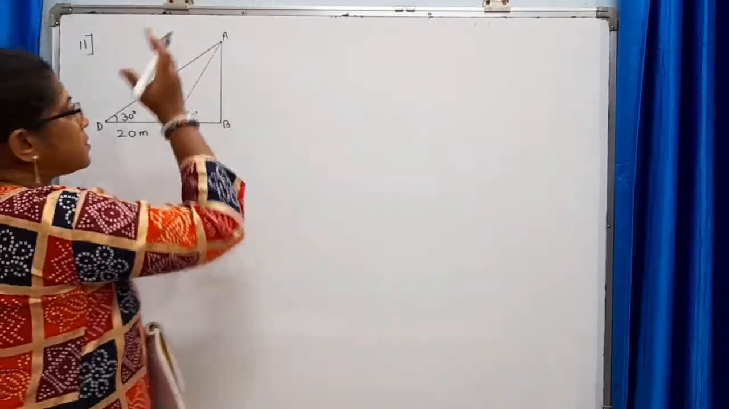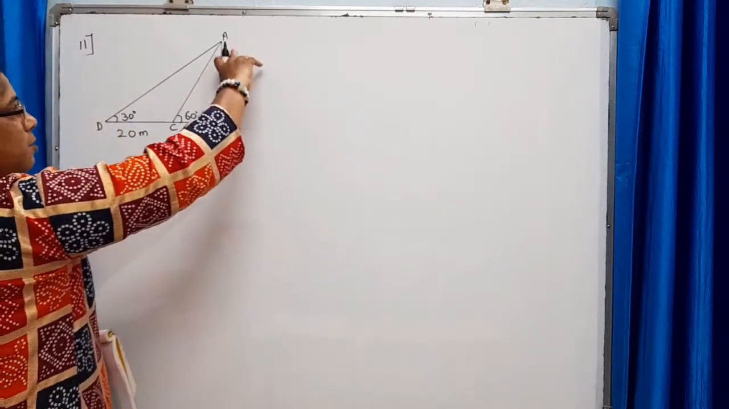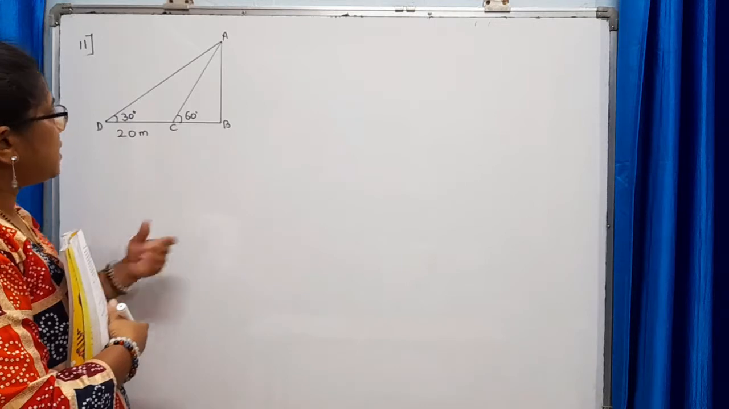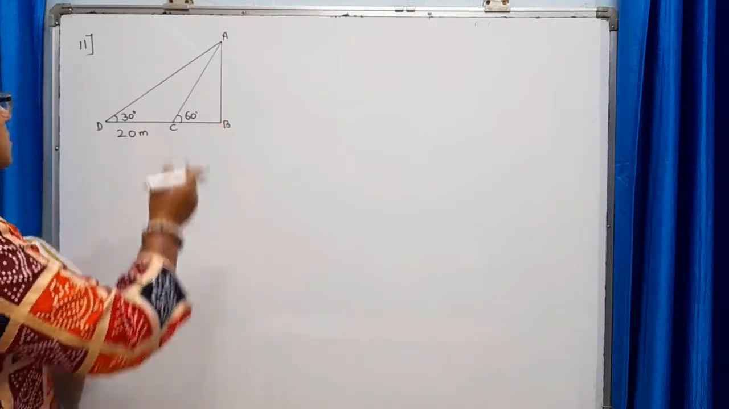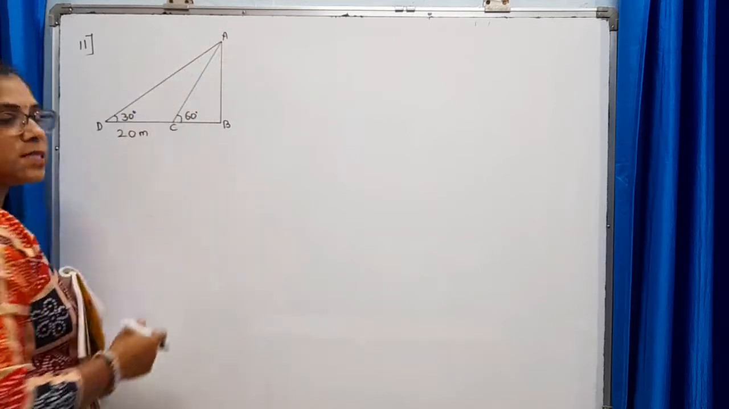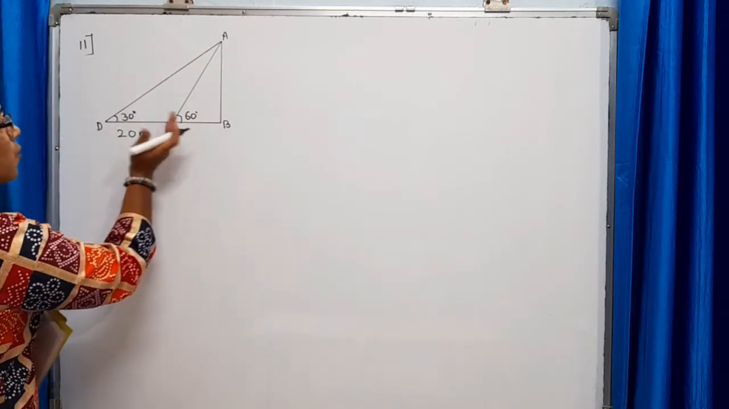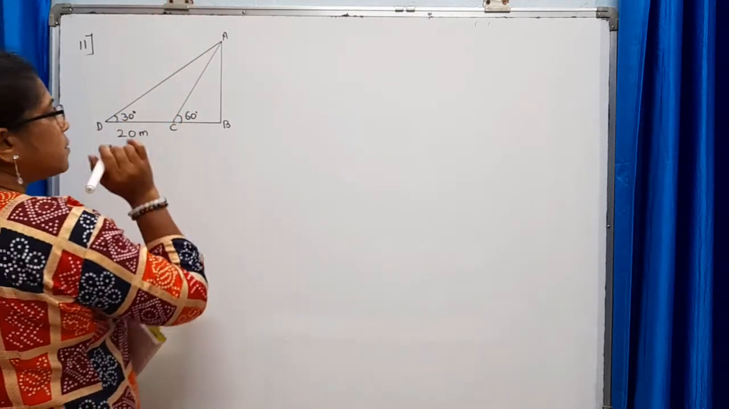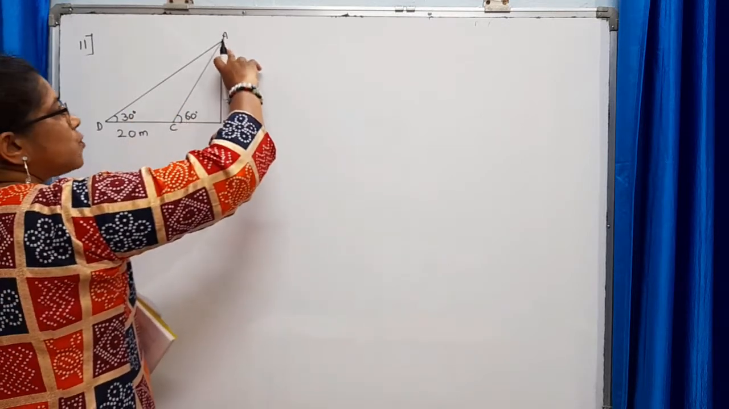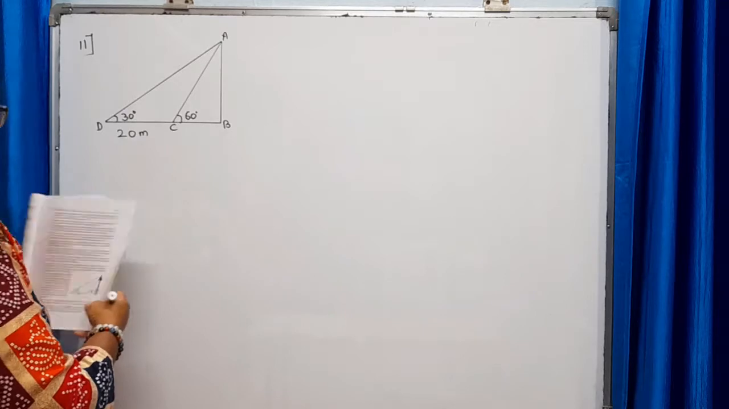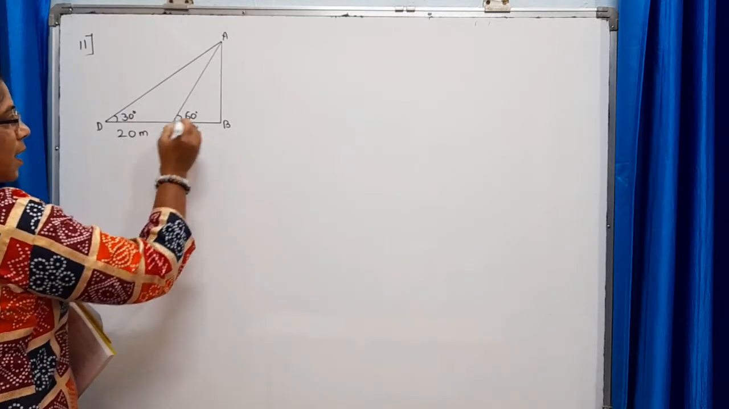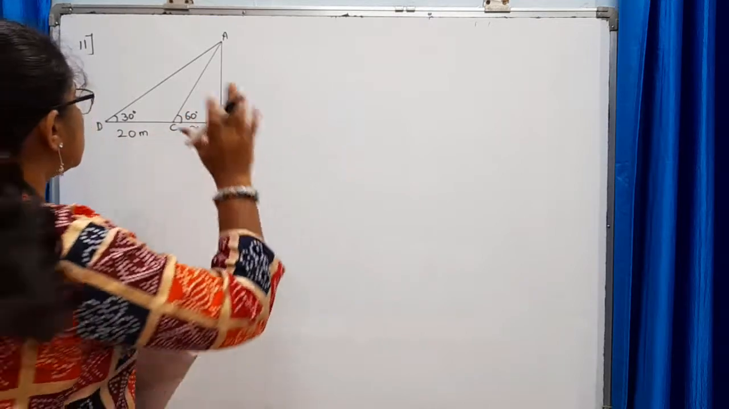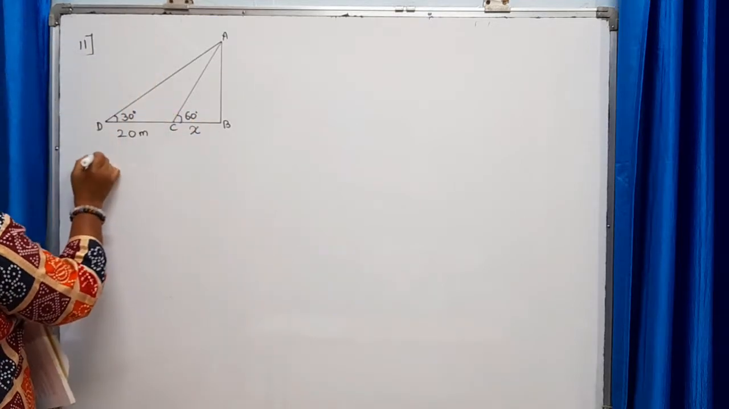So first, let's draw the correct figure which is required to solve this problem. This is the required figure for this problem. Here AB is the tower and BC is the canal. So from one point C, the angle of elevation is 60 degrees, and from another point which is 20 meters away from this point C, the angle of elevation is 30 degrees. So from this, we have to find the width of this canal and the height of this tower. So let us consider this BC as x. Let us consider this width of the canal as x. Fine. So let's start here.